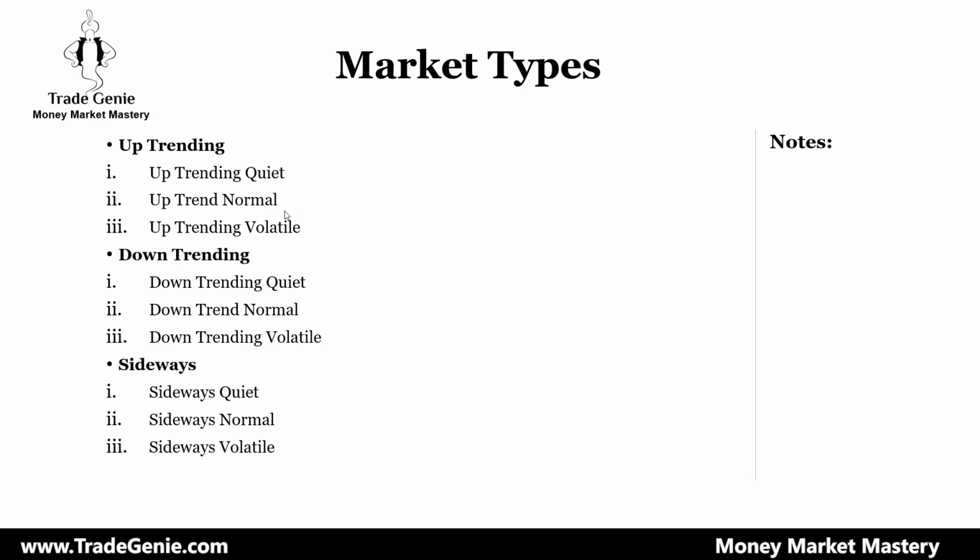I'll show you the table. And the uptrending volatile market doesn't happen much. When the market is uptrending, it is not volatile. It is either quietly moving up or moving up in a normal fashion. The downtrending market does not go down in a quiet manner. It's the opposite. It doesn't go down in a normal manner. It goes down in a volatile and very volatile manner.